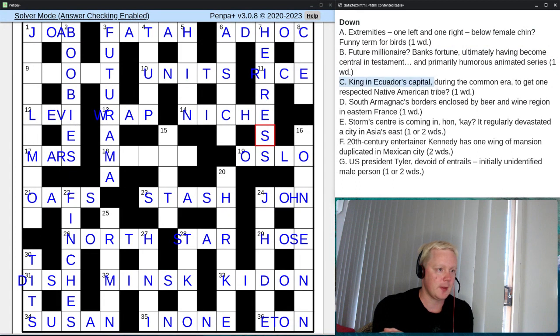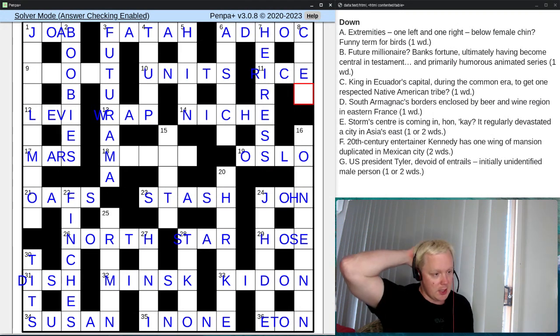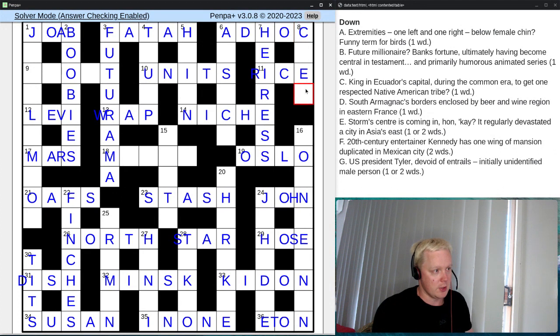Let's look at C then. Also one word answers. So king in Ecuador's capital during the Common Era to get one respected Native American tribe. Now, here we need the names of Native American tribes. One is going to fit here, and that's maybe the easiest one. So Common Era, in dates you might see CE as the Common Era. So CE is going to be here. Inside that, during it, inside it, is king in, no, sorry.